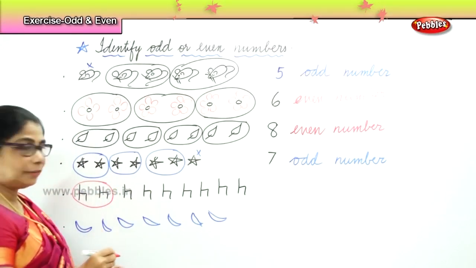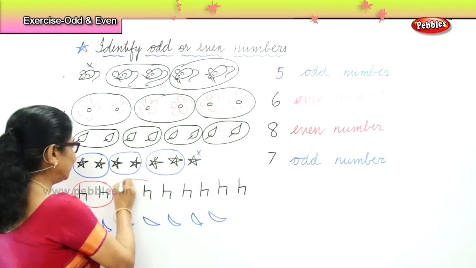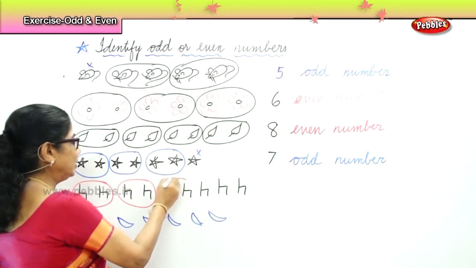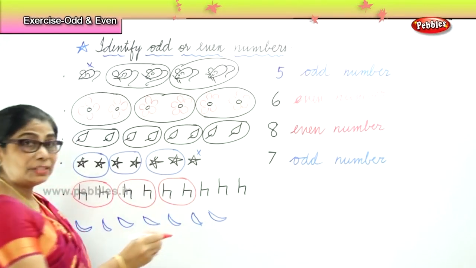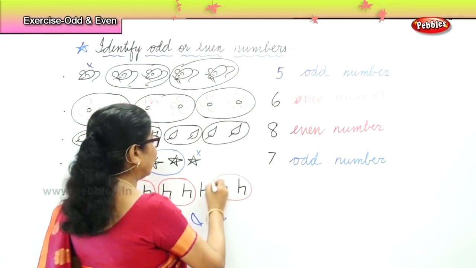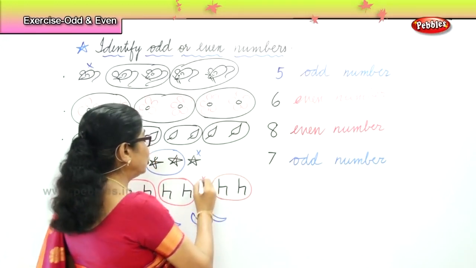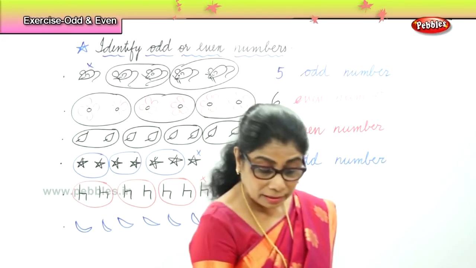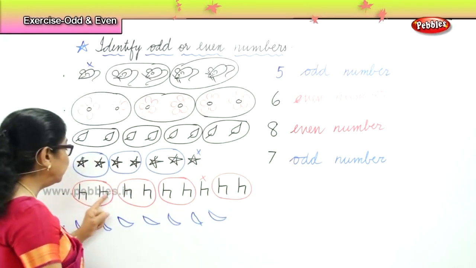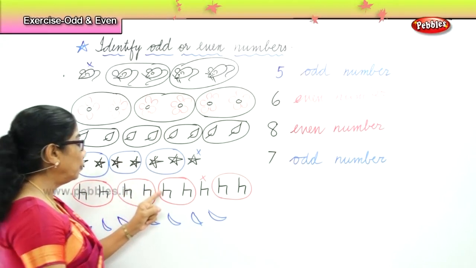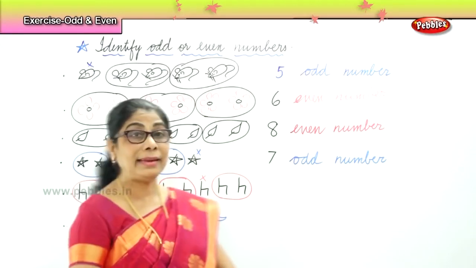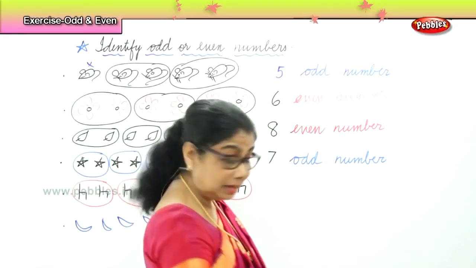Good. Next pair of chairs. One, two. Next pair of chairs. One, two. And the next pair of chairs. One, two. And here you have one chair, no partner. So now let's count them all. One, two, 3, 4, 5, 6, 7, 8, 9. What's the total number? 9.